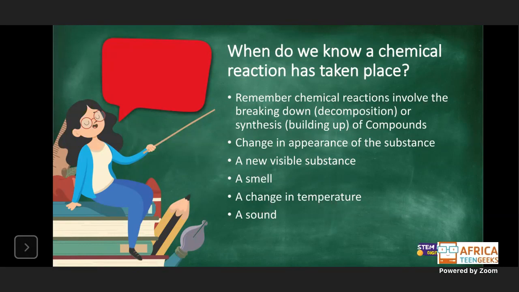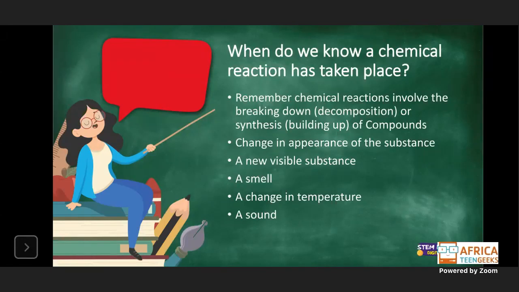So another thing that can help us see if a chemical reaction has taken place is if there is a change in the appearance of the substance. If we have a new visible substance, then we can say that a chemical reaction has taken place. If we can smell something, like a new odor forming, then we can definitely say that a chemical reaction has taken place.